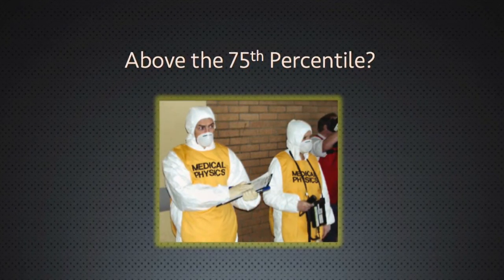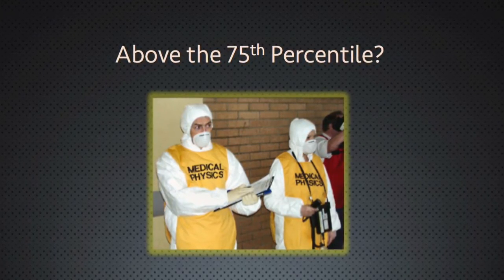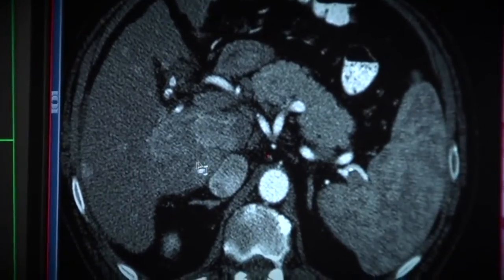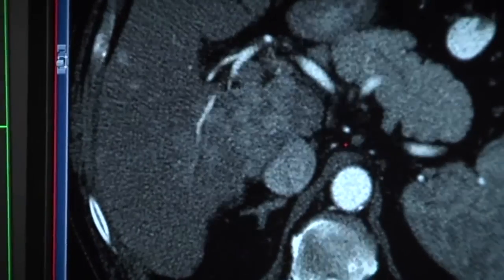Importantly, a DRL is not a regulatory limit on the dose that can be administered to a patient, it is simply an indicative value. If the dose delivered by an imaging facility consistently exceeds the DRL, it is an indication that the facility should further optimize their scanning protocols.